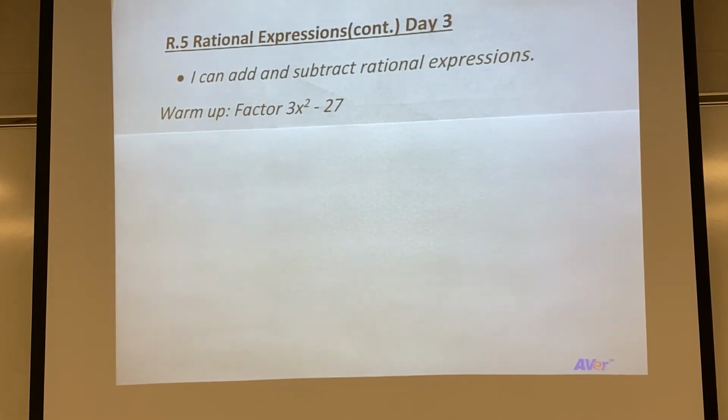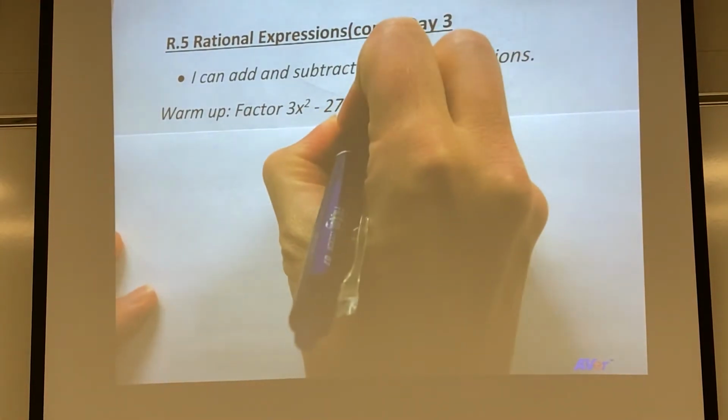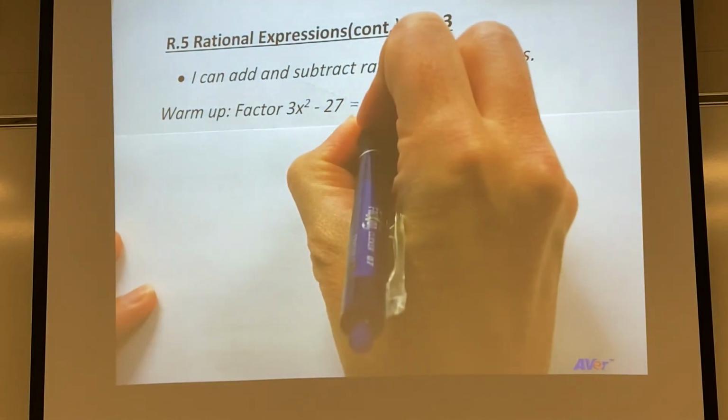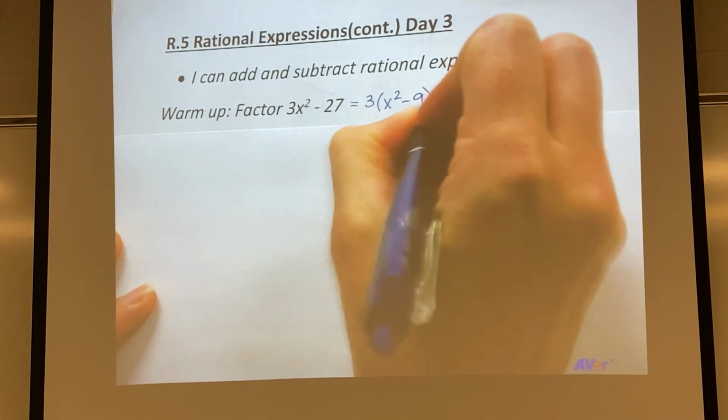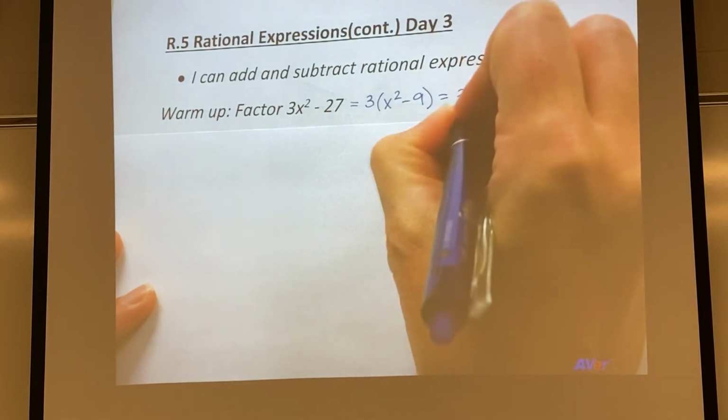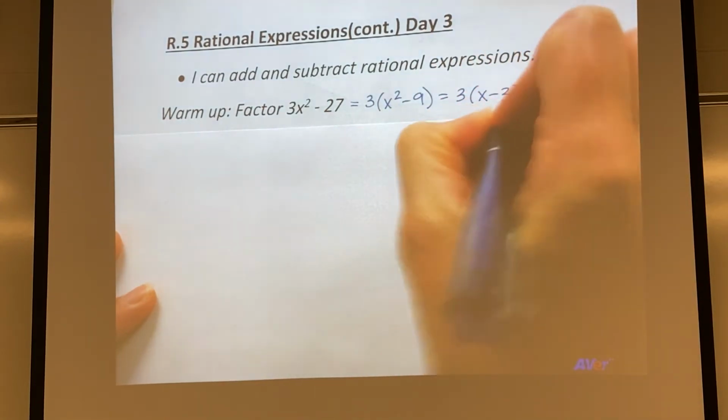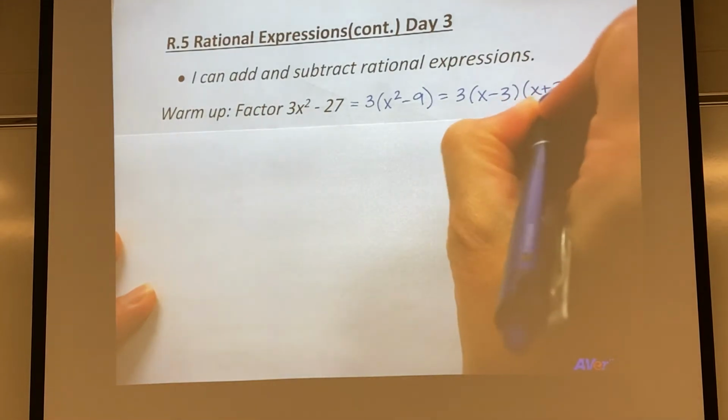So first, remember what we always do first with factoring? Check for a GCF. Hopefully that's what you thought in your head. So take a GCF out of this one. We get x squared minus 9, and x squared minus 9 is a difference of squares. So x minus 3, x plus 3.